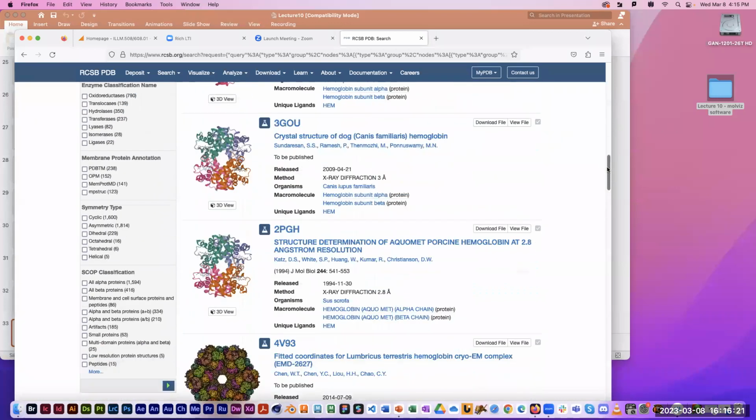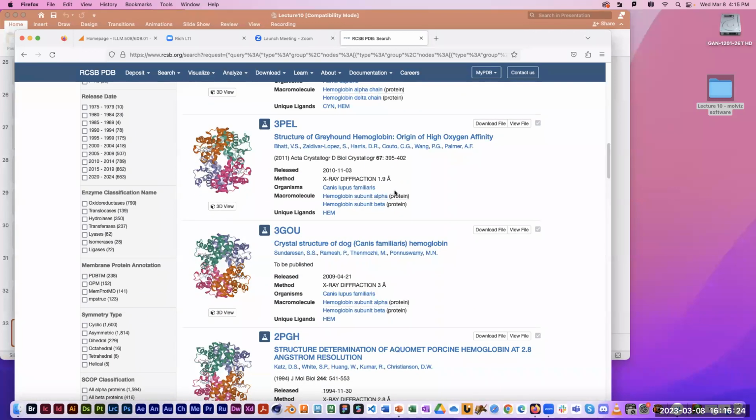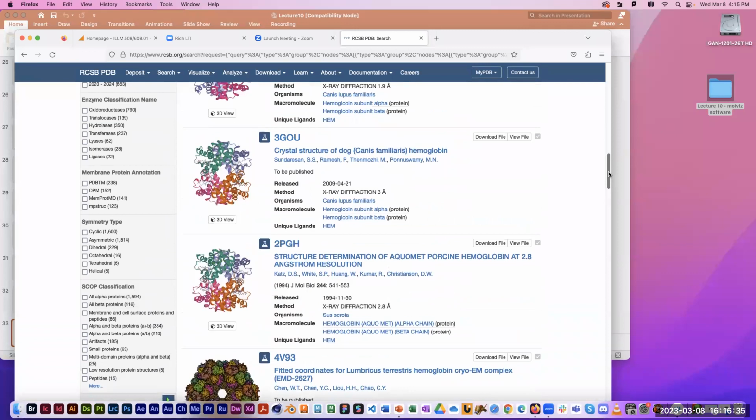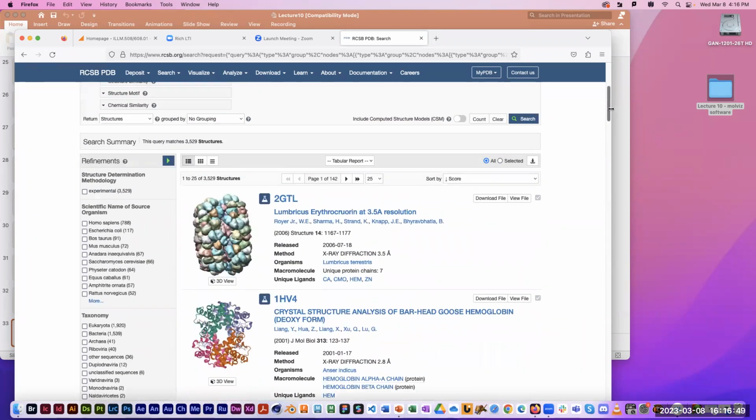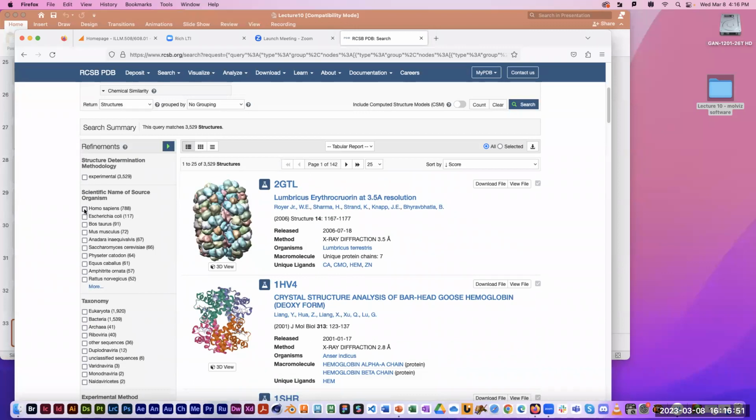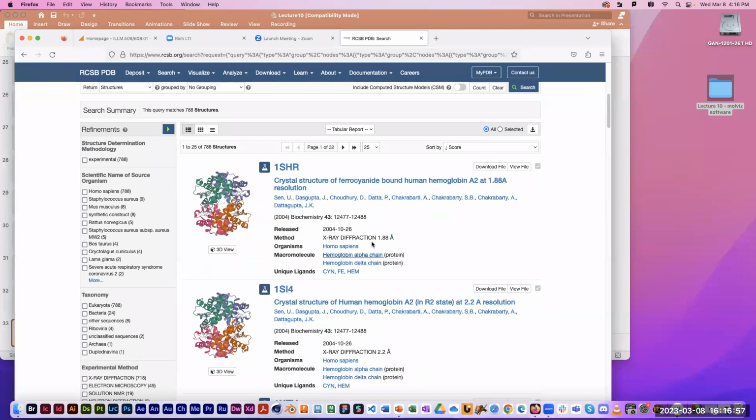I mean, I can tell a lot of these are just hemoglobin, but structure of greyhound hemoglobin, like dogs, yeah. Crystal structure of dog hemoglobin, there's another one. I mean, dog hemoglobin is probably not that different from human hemoglobin. I bet if you created a model of them and put them side by side, nobody could tell the dog hemoglobin from the human hemoglobin. But if you really wanted human hemoglobin, you can narrow these down by species. So if we just limit ourselves to Homo sapiens, we still get 788 of them.